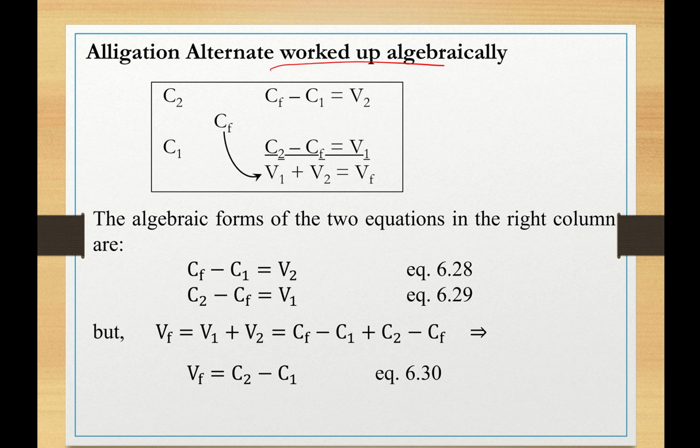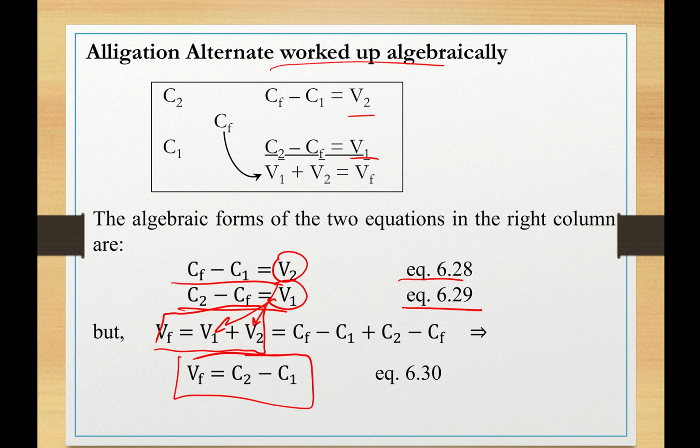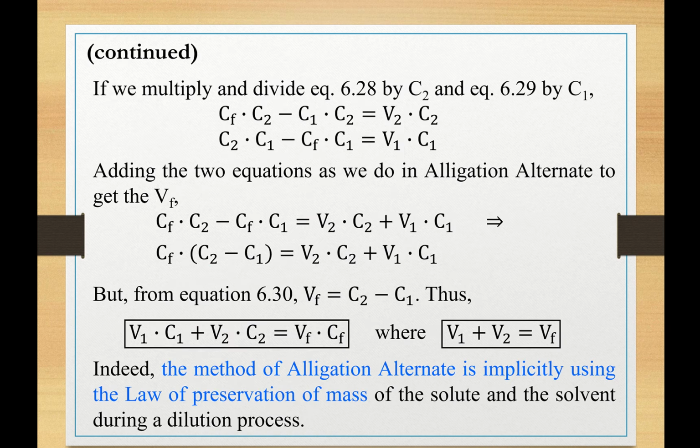So the parts of V2 and V1 are determined as shown from equation 6.28 and equation 6.29, right? But we know that VF is equal to V1 plus V2, so I will substitute those two there, and I end up with VF equal to C2 minus C1. Now, if I multiply and divide 6.28 by C2 and equation 6.29 by C1, I end up with these two equations. And when I carry out the algebra and substitute VF equal to C2 minus C1, I end up with the mass balance equation. Okay?